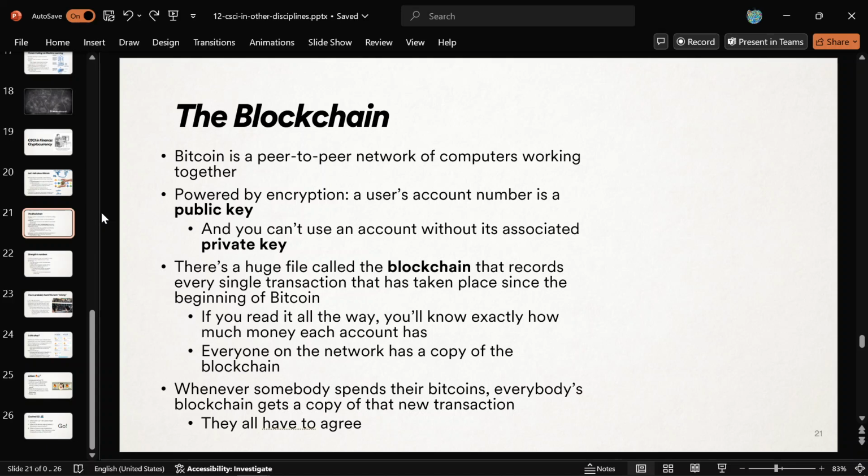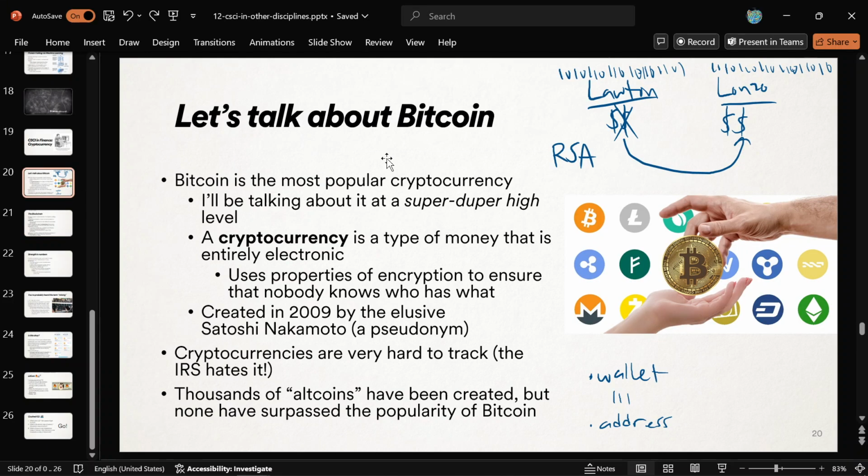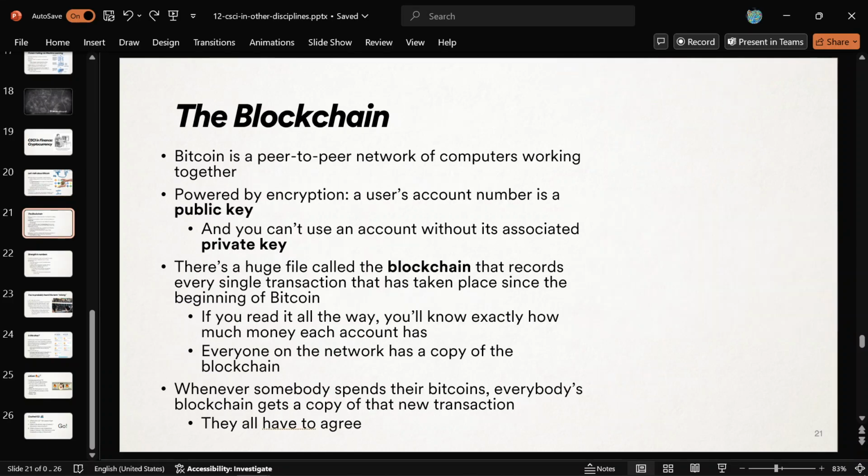So let's talk about how Bitcoin works and how it makes sure that you don't spend too much of your own money. It makes sure you only spend as much money as you have, and it lets you give money to somebody else without anybody being able to track that this number was Lawton's Bitcoin number. All right, let's figure that out.